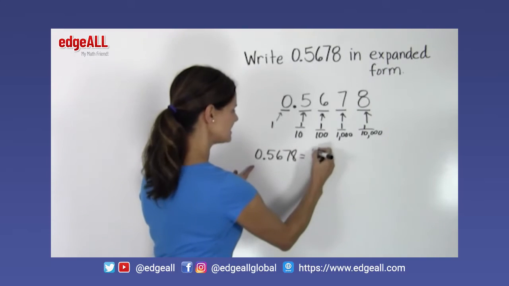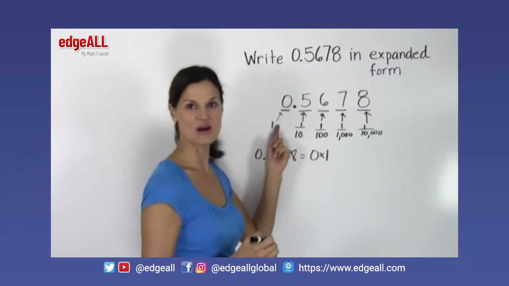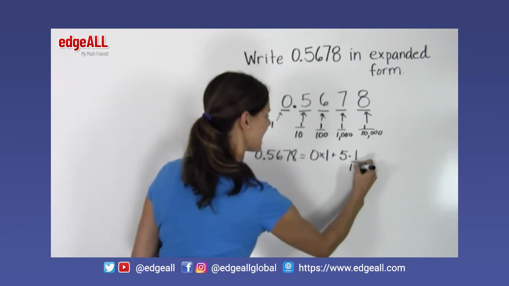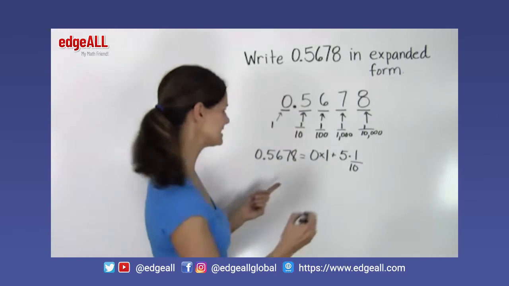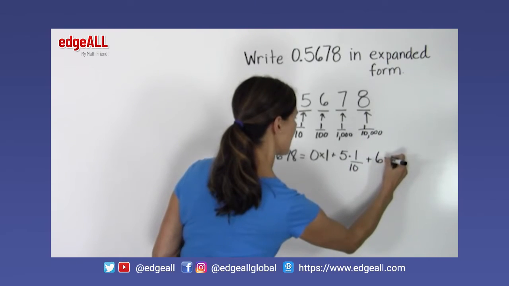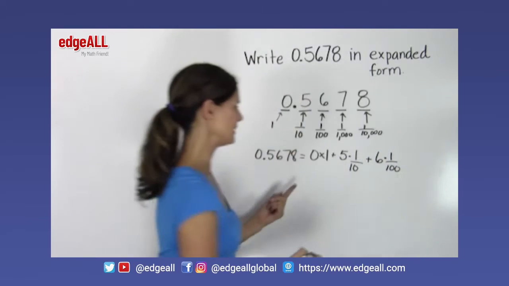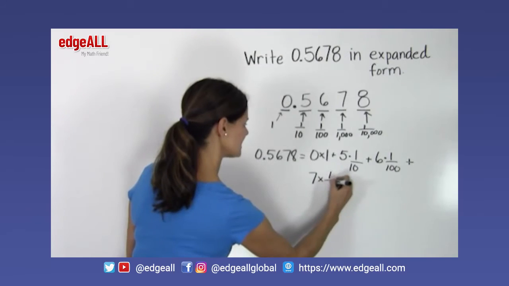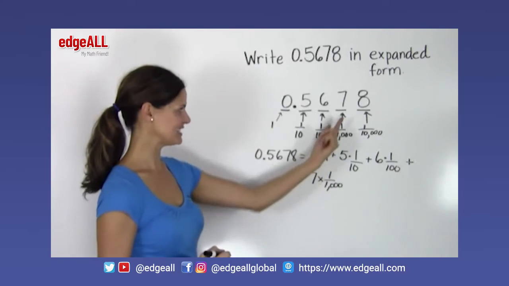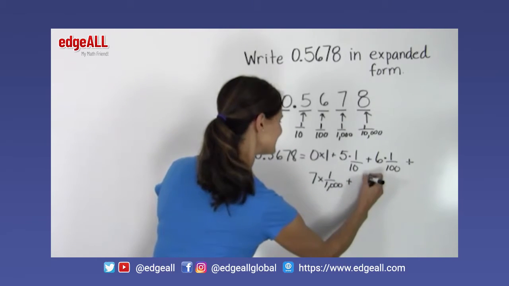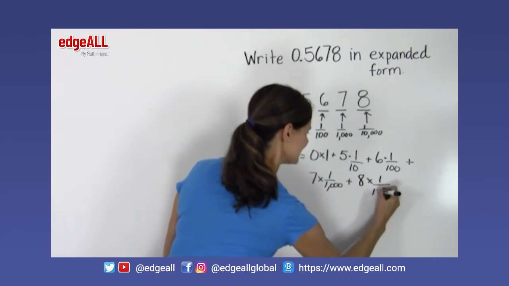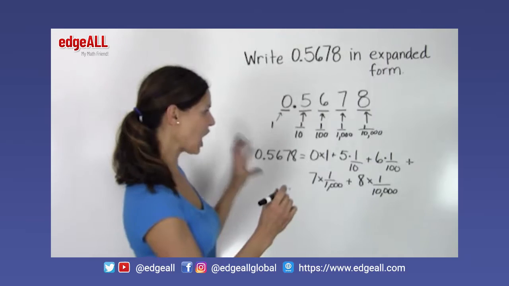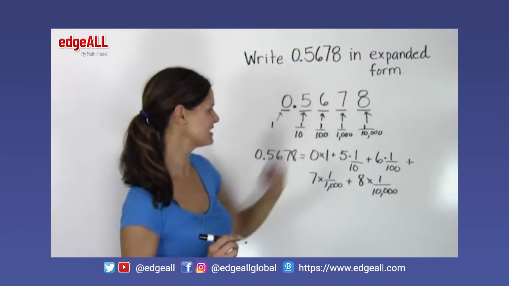0.5678 equals 0 times 1, because there's a 0 in my ones place, plus 5 times 1/10, because of the 5 in my tenths place, plus 6 times 1/100, because there's a 6 there in my hundredths place, plus 7 times 1/1,000, because there's a 7 in my thousandths place, plus 8 times 1/10,000ths.